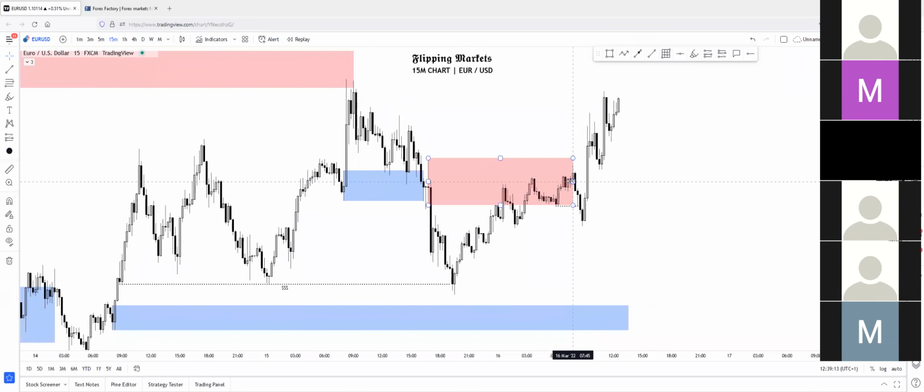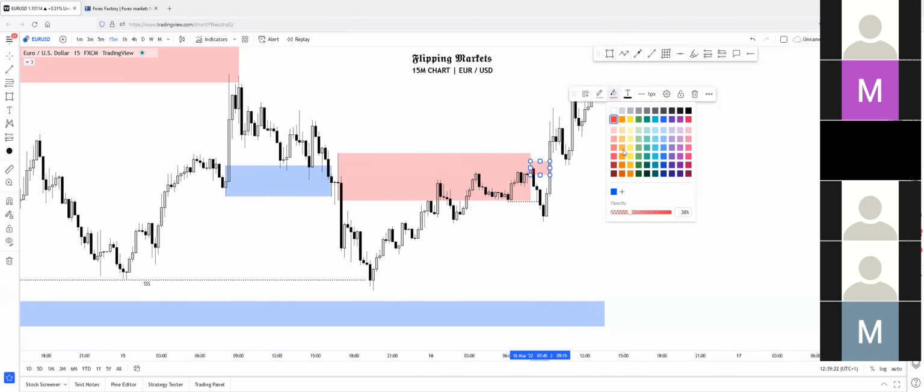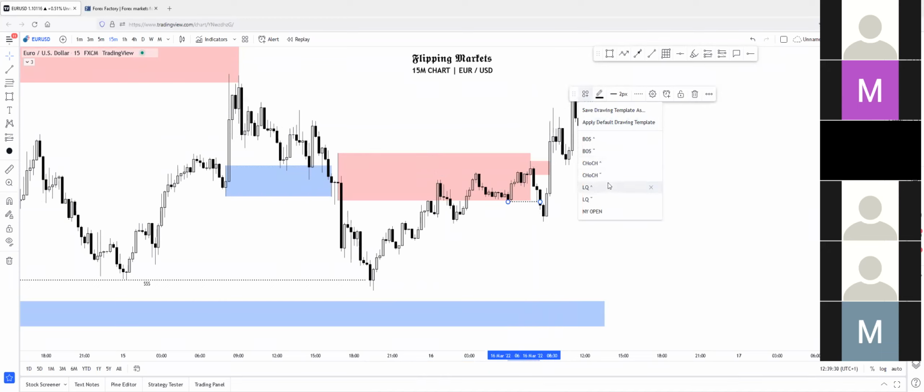This happened in London session, but this was, I believe, a fake zone. This was a fake Frankfurt zone at this region that has caused the overall supply, change of character inside of this supply zone. Did you guys take this setup? Did you guys open a position on this supply zone? Have you been liquidated?